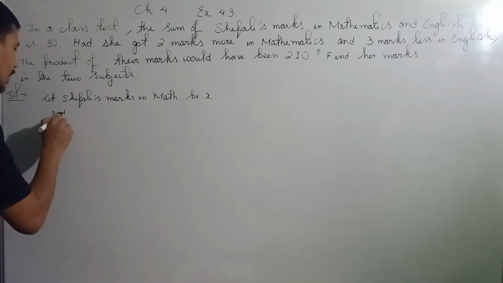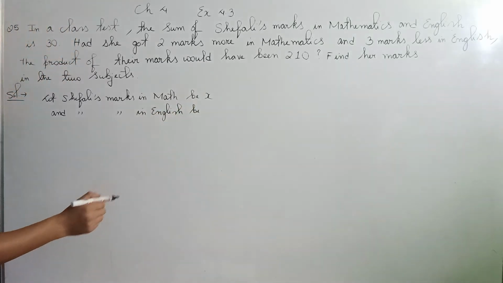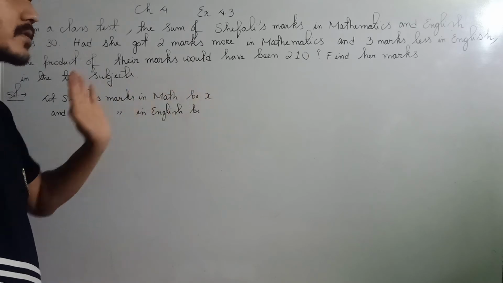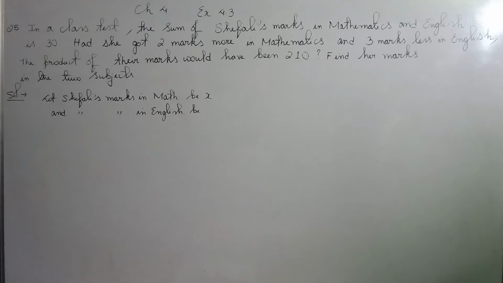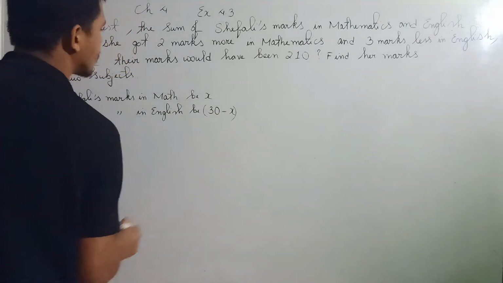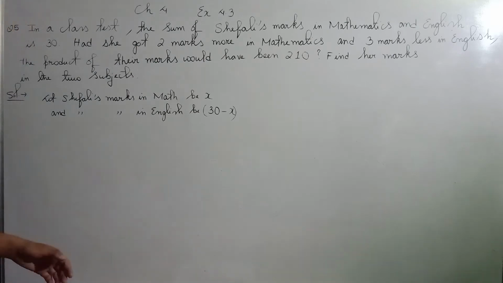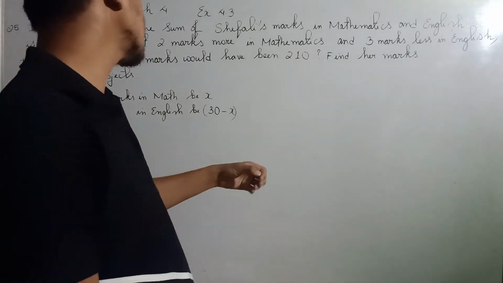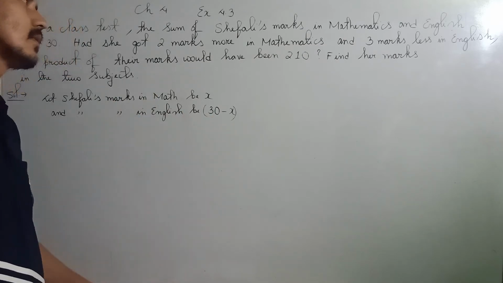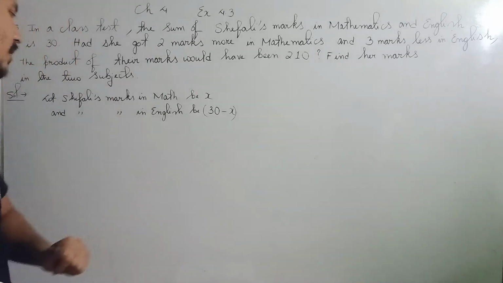And Shefali's marks in English will be, if she got X marks in math, then from the total marks, if she subtracts her mathematics marks, that would be her marks in English. So her marks in English will be the total marks minus the marks secured in maths. Had she got 2 marks more in maths, that is, if her marks in maths increase by 2, and 3 marks less in English, that means if her English marks reduce by 3, then in that case the product of their marks would have been 210.